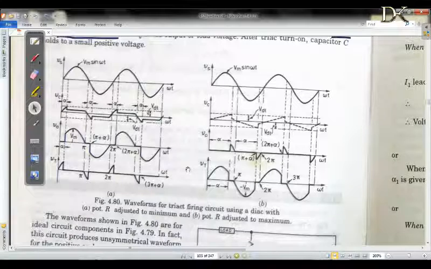So here are the waveforms for Vs, Vc, Vt and V0 for the minimum R and for maximum R. Vs is the source voltage, Vc is the voltage across the capacitor, Vt is the voltage across the triac, and V0 is the output or load voltage. After the triac turns on, capacitor C holds a small positive voltage.